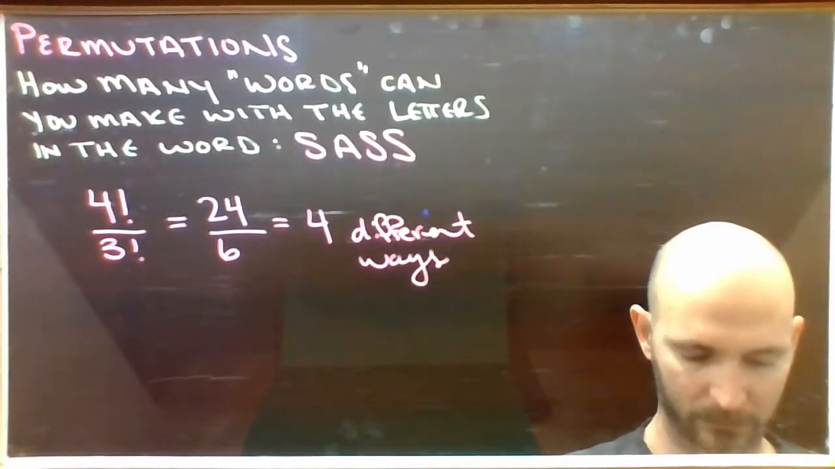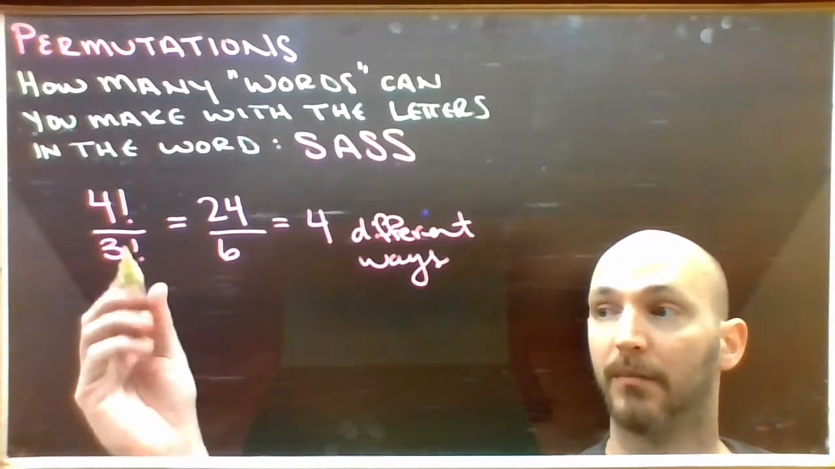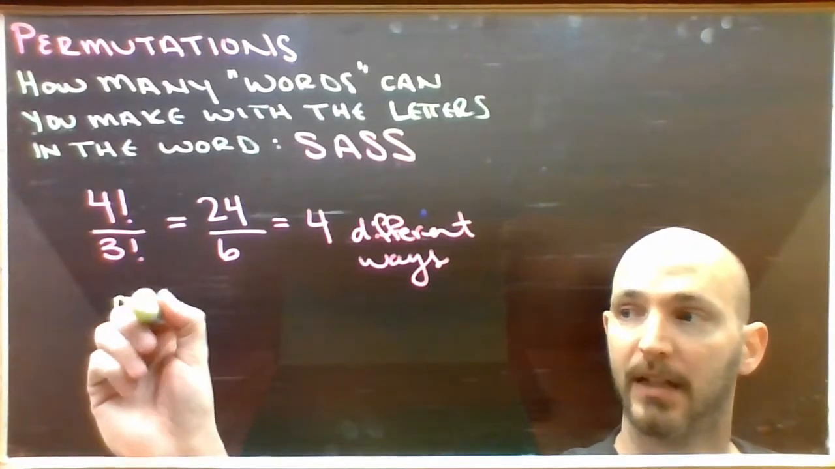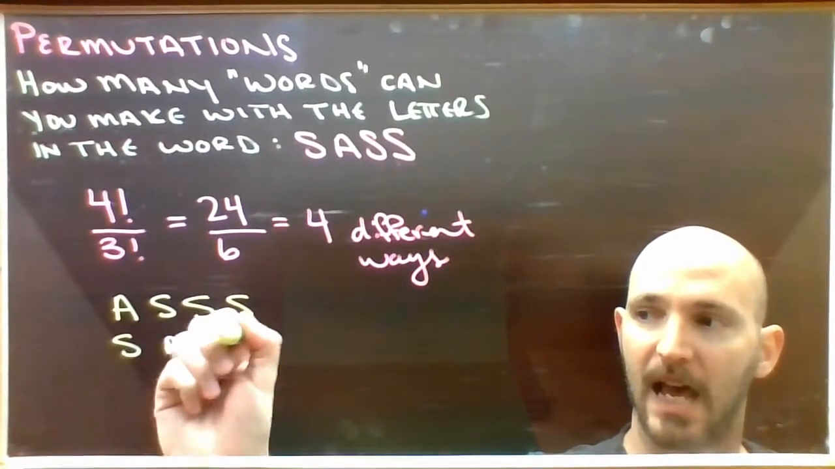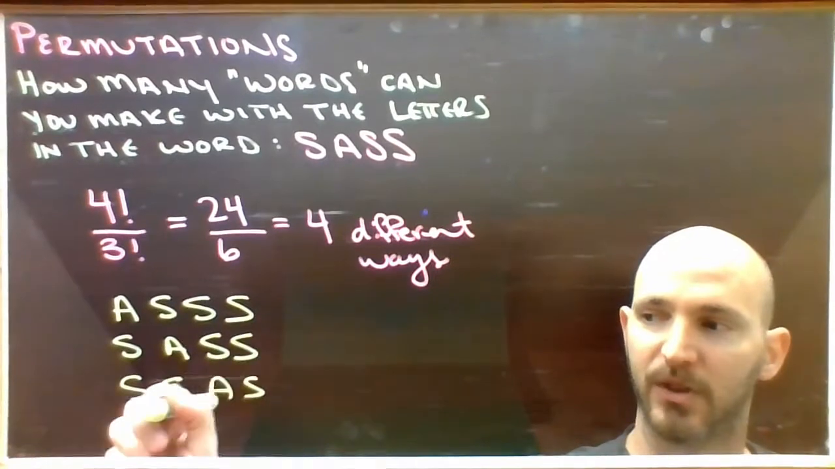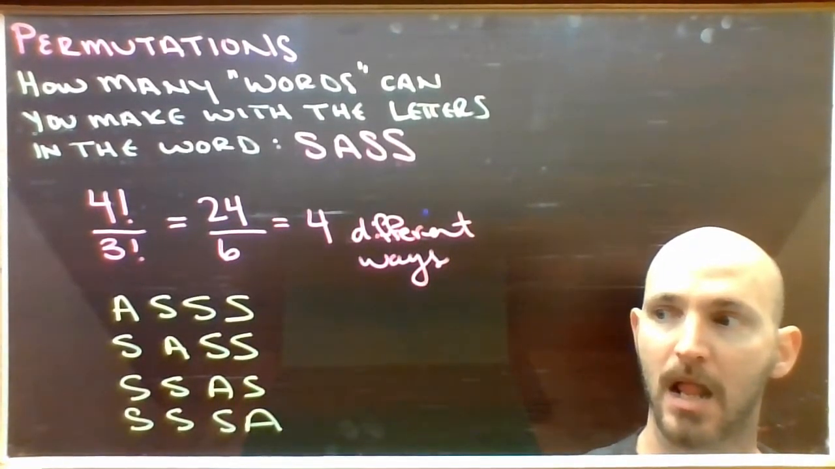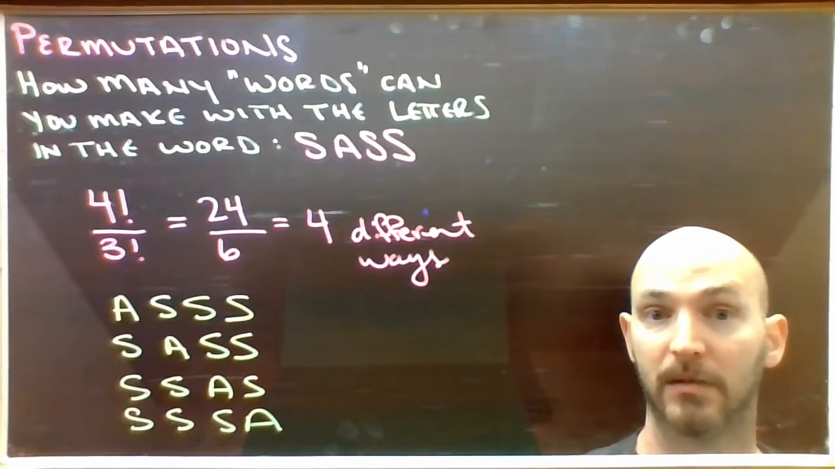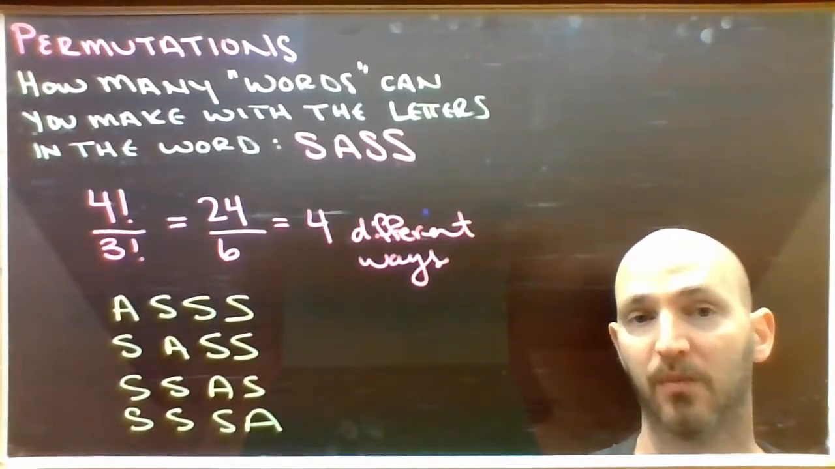All right. We'll prove it. Okay. You could have As, or you could have sAs, or you could have ssAs, or you could have sssA. And that's it. That A is either here or here or here or here. There's nowhere else you can put it.